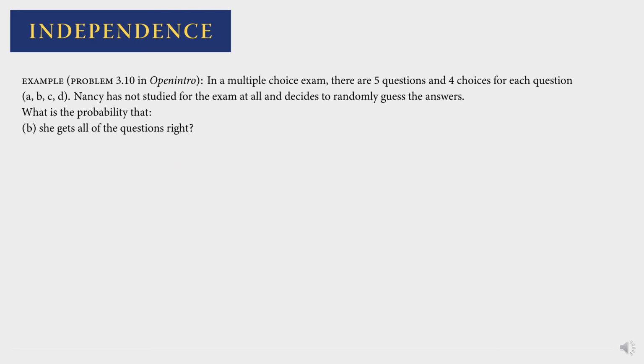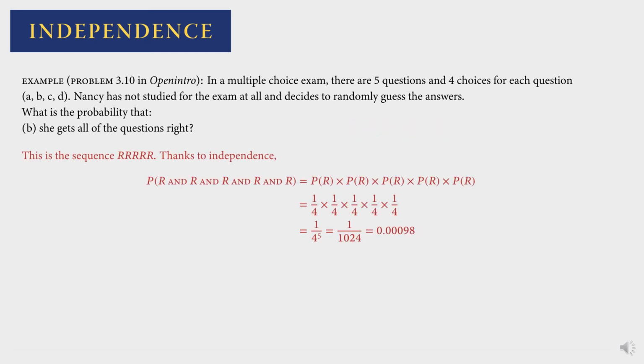Part B asks for the probability that she guesses all the questions correctly. That would be the sequence R, R, R, R, R. The probability of this is 1/4 to the 5th power, which is 0.00098.